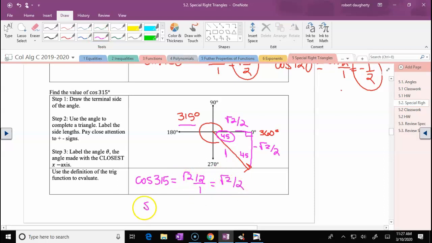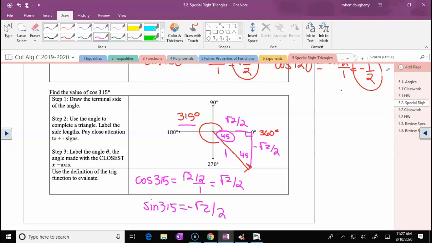What if I had asked you for the sine of 315? What's the definition of sine? Opposite over hypotenuse. So what's the answer of this one going to be? Negative. So the sine is going to be opposite over hypotenuse, negative square root of 2 over 2.